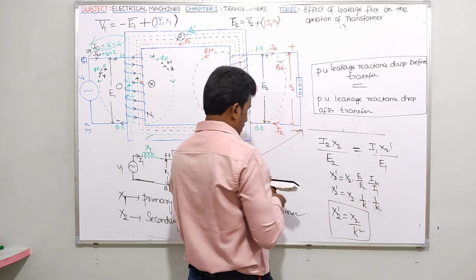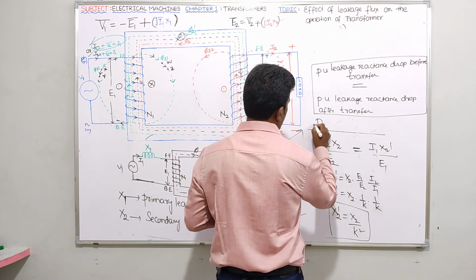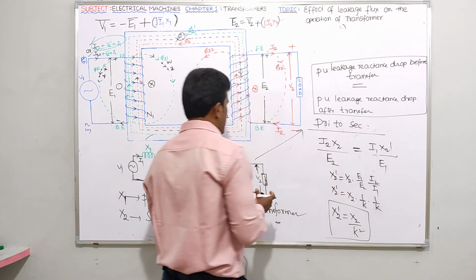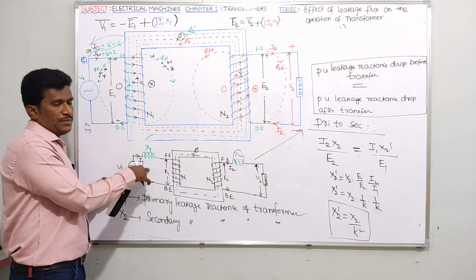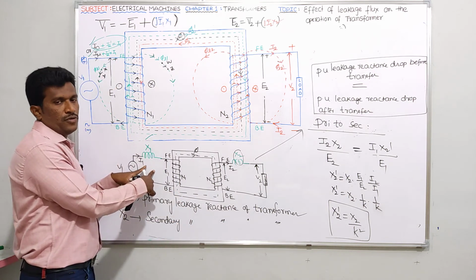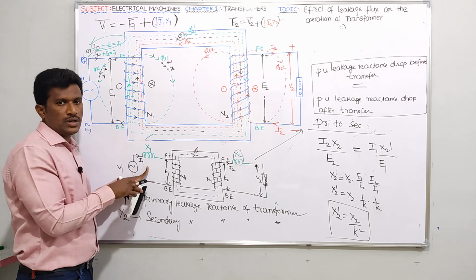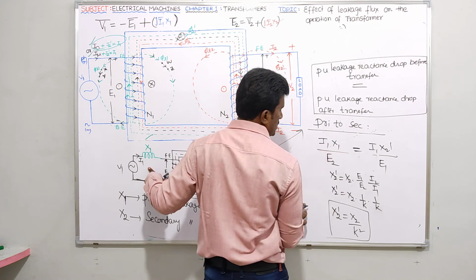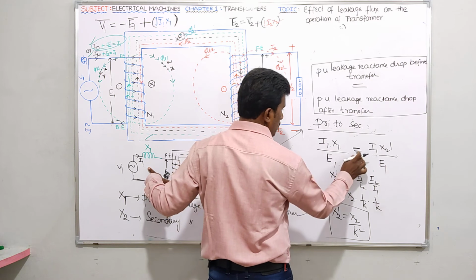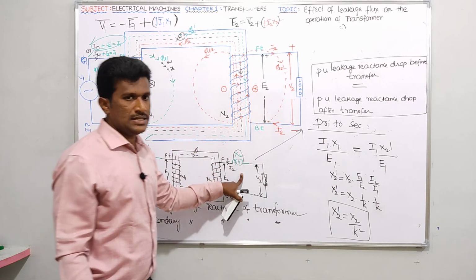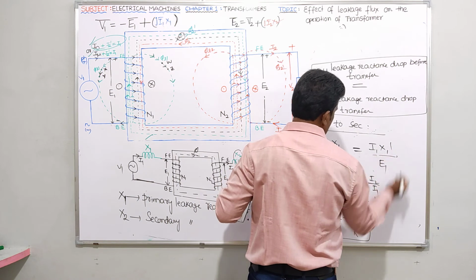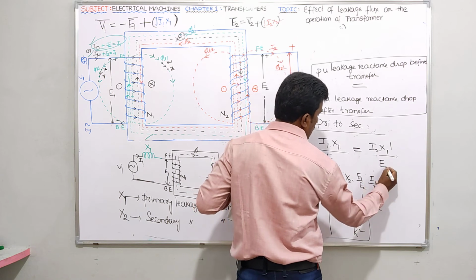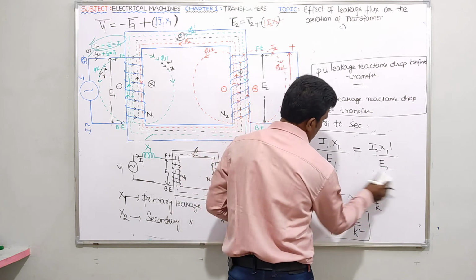Tell me, primary to secondary means initially x1 is in the primary side. Whenever x1 is in the primary side, before transfer, what is the per unit reactance drop across this x1? I1 x1 by, what is the base value in the primary side? E1. If x1 is coming towards the secondary side, it becomes x1 dash. What is the current flowing in the secondary side? I2. But what is the base value I should take here? E2, that's it.